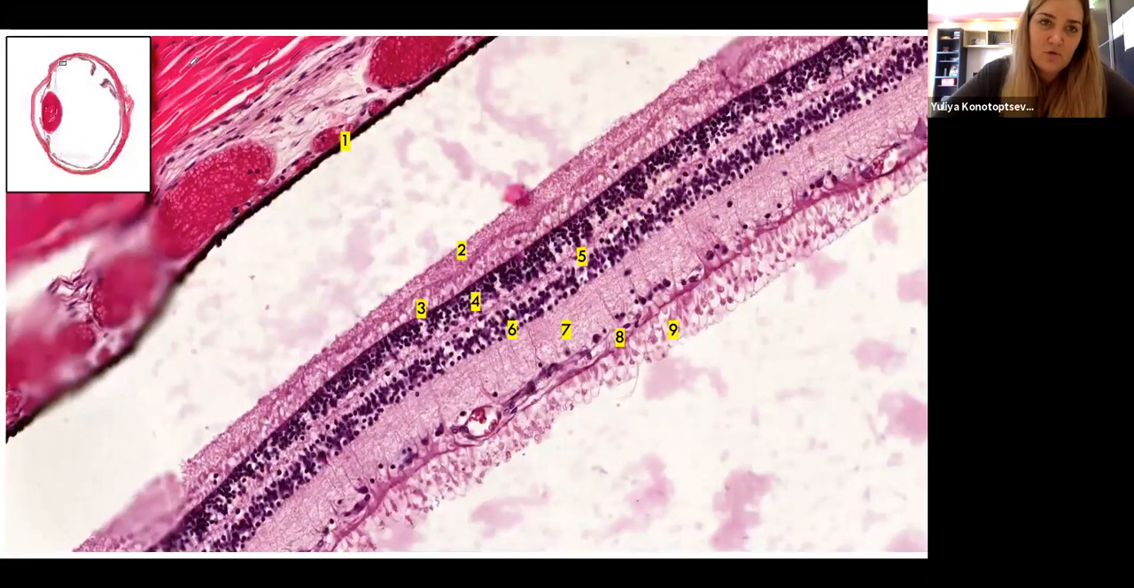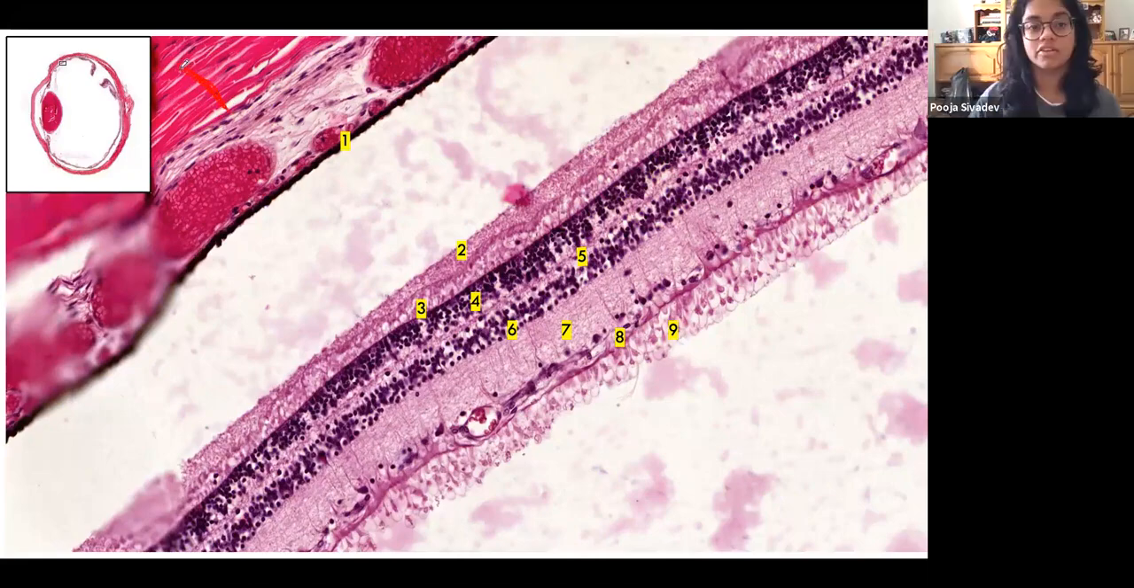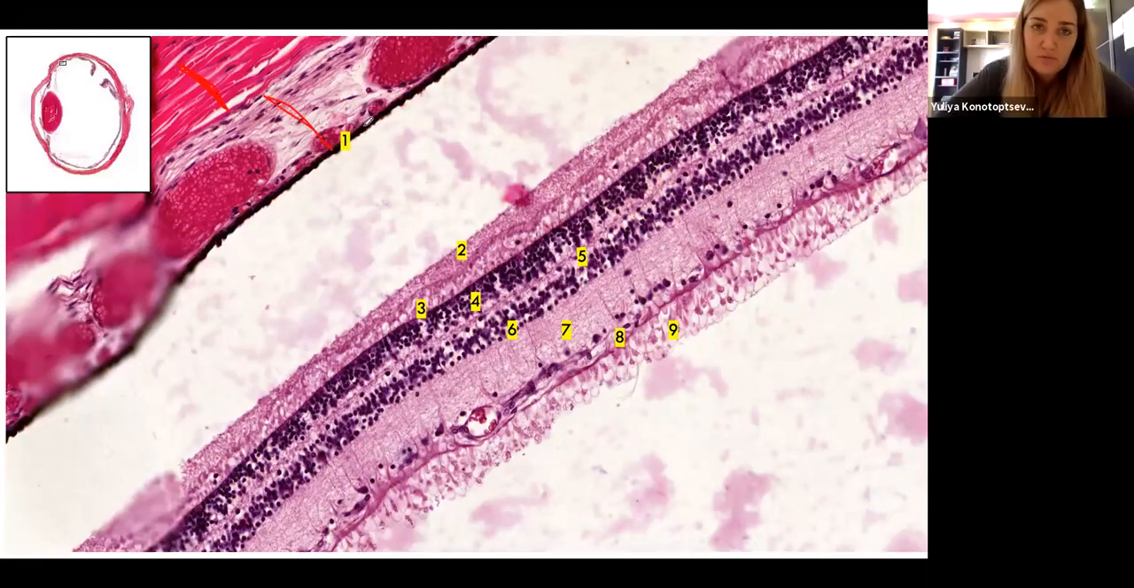Okay, let's try it. So what was this? Sclera. This is sclera. This? Choroid. The first layer is the pigmented epithelium of the retina, right? So this is pigmented epithelial cells, tight junction, etc. Second layer. This is the area of rods and cones, dendrites, axons, etc. Okay, so it's just a layer where rods and cones have some kind of cell processes.